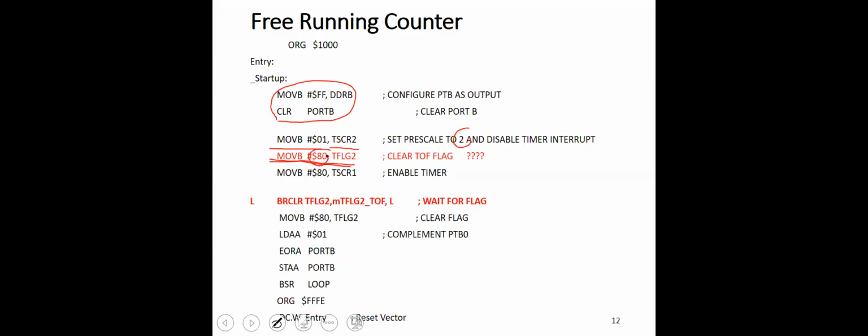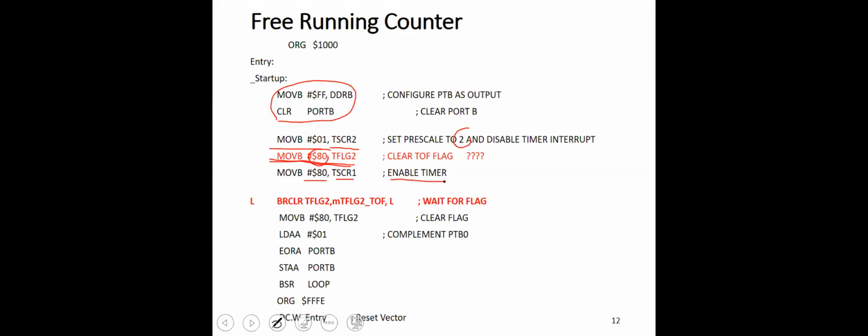So basically we are writing 1. The TOF bit, or the overflow flag bit, is basically bit number 7. So we basically write 80 hexadecimal to clear the flag. So we write 1 to that flag. Then we write 80 also to the control register number 1, which enables the timer, which is the value that we figured out on the board.